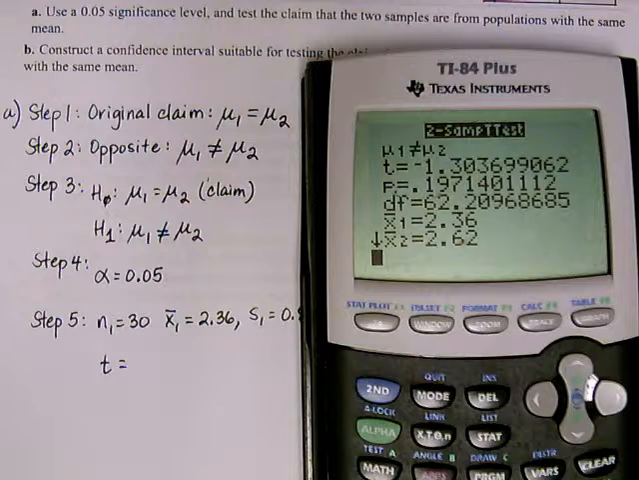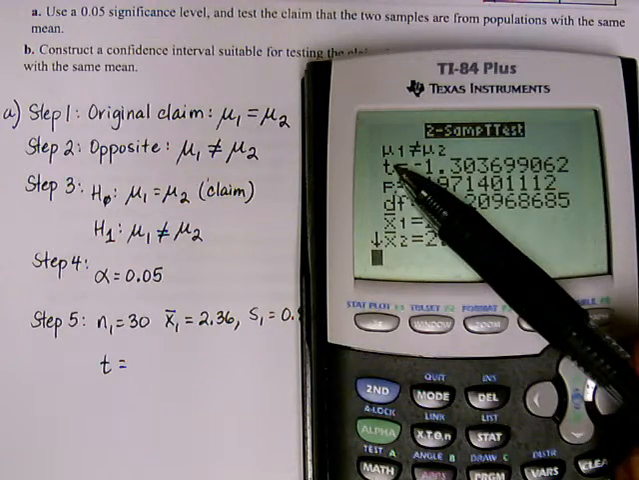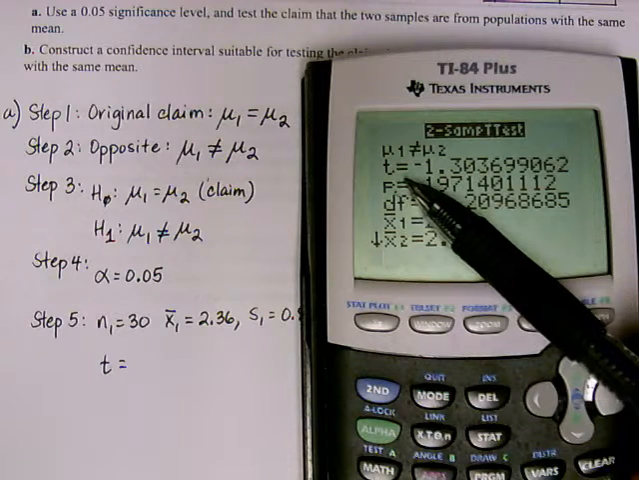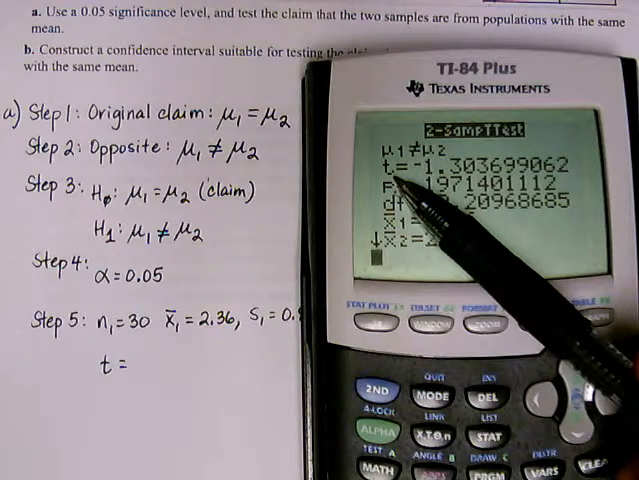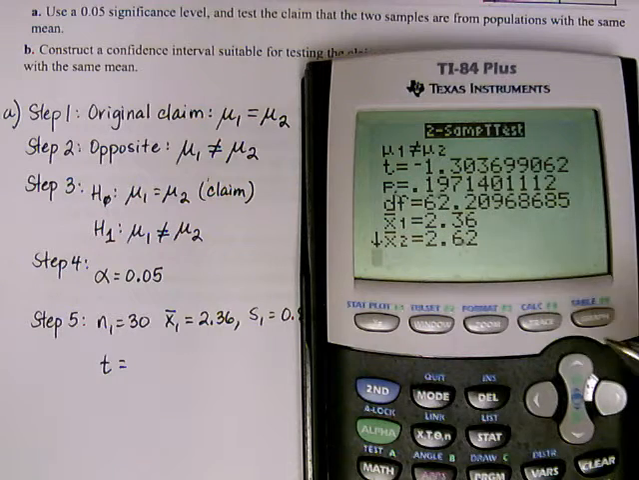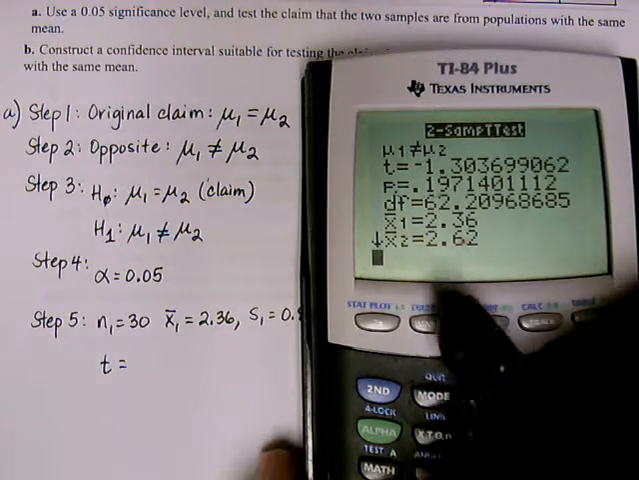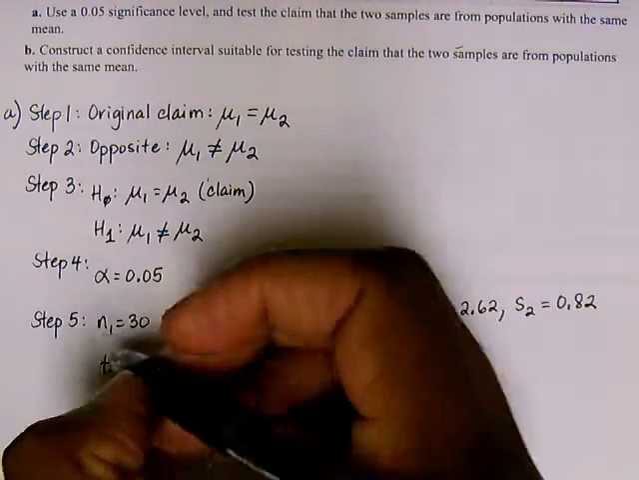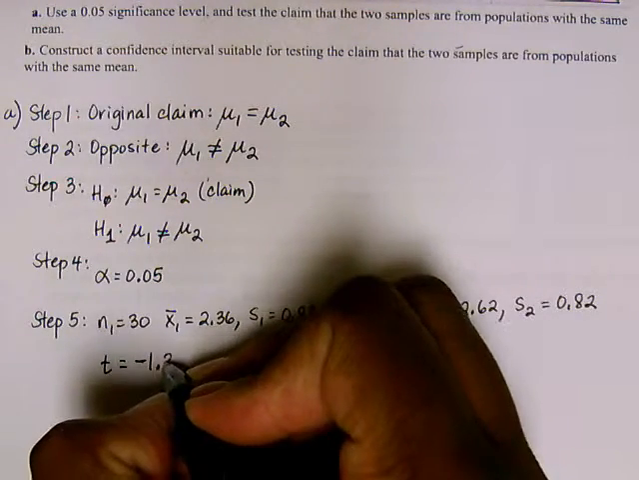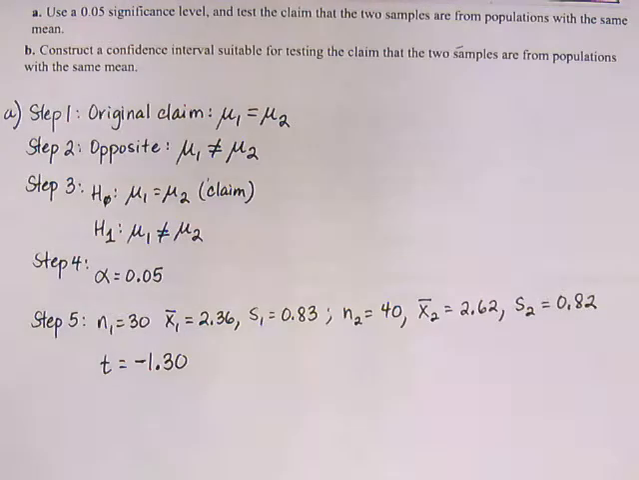Okay, and your screen should look like this. Under mu1 not equal to mu2, the t is your test statistic. In this case that's negative 1.3036999062. We're going to round that off to 2 decimal places, so t will be negative 1.30. So the test statistic there is negative 1.30.